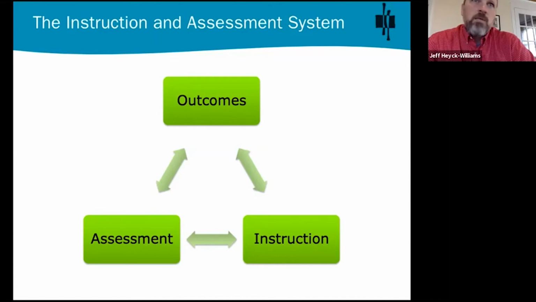If we want kids to be effective critical thinkers, though, and we define and create assessments that do that, I don't think that teaching to the test is a bad thing, because if the test is actually defining what we want kids to be able to do, then we're assessing that.